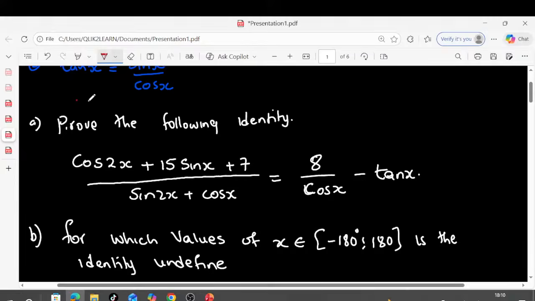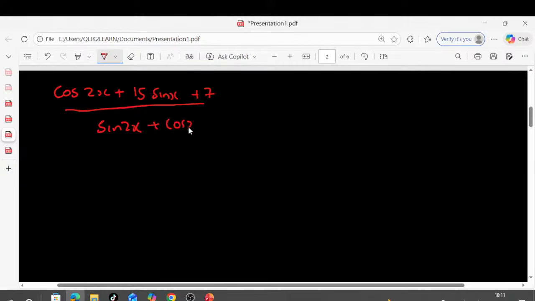We need to prove that left hand side. So this is my left hand side, this is my right hand side. The left hand side is the one that is most complicated. So I need to rewrite this problem. Remember, we are given cos 2x plus 15 sine x plus 7, everything divided by sine 2x plus cos x. So look at this. This is my left hand side. I need to prove my left hand side.